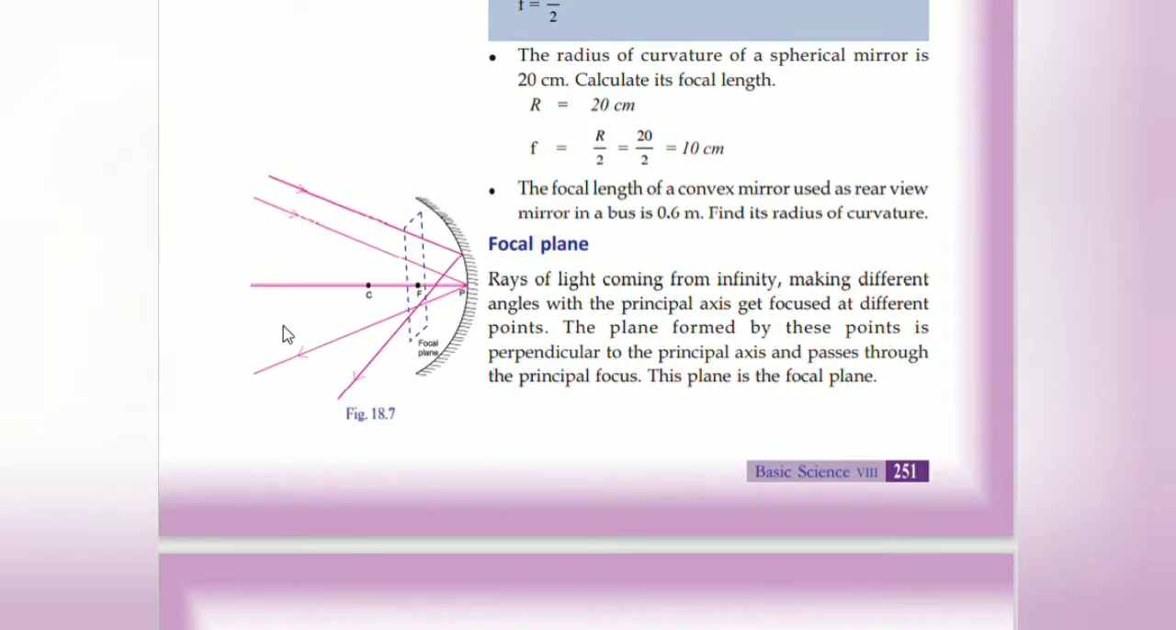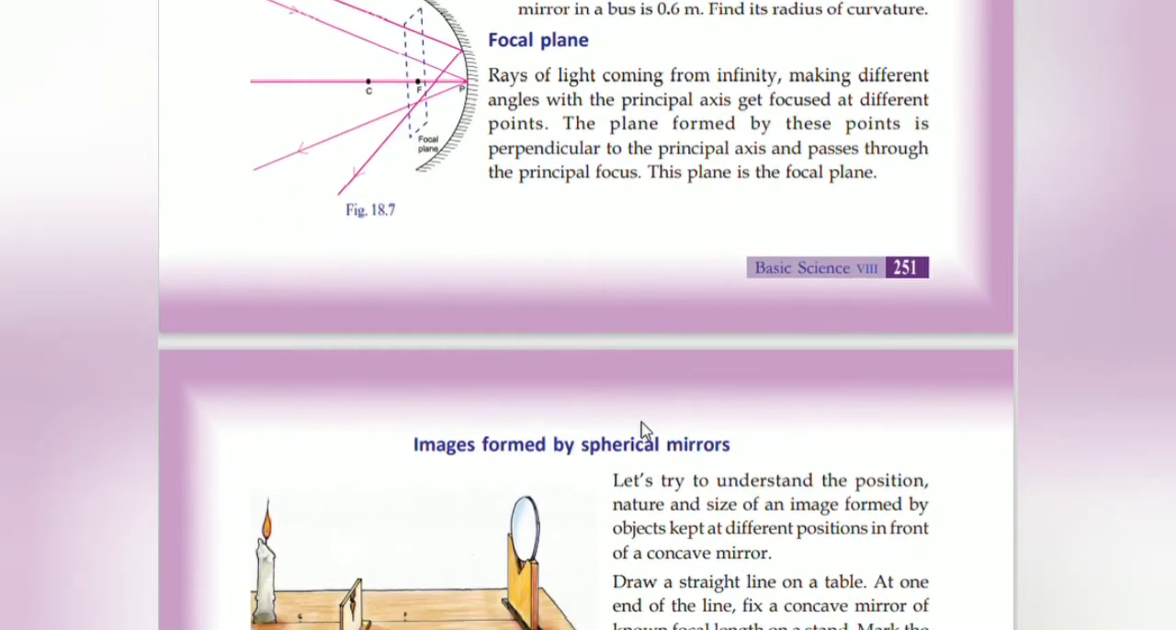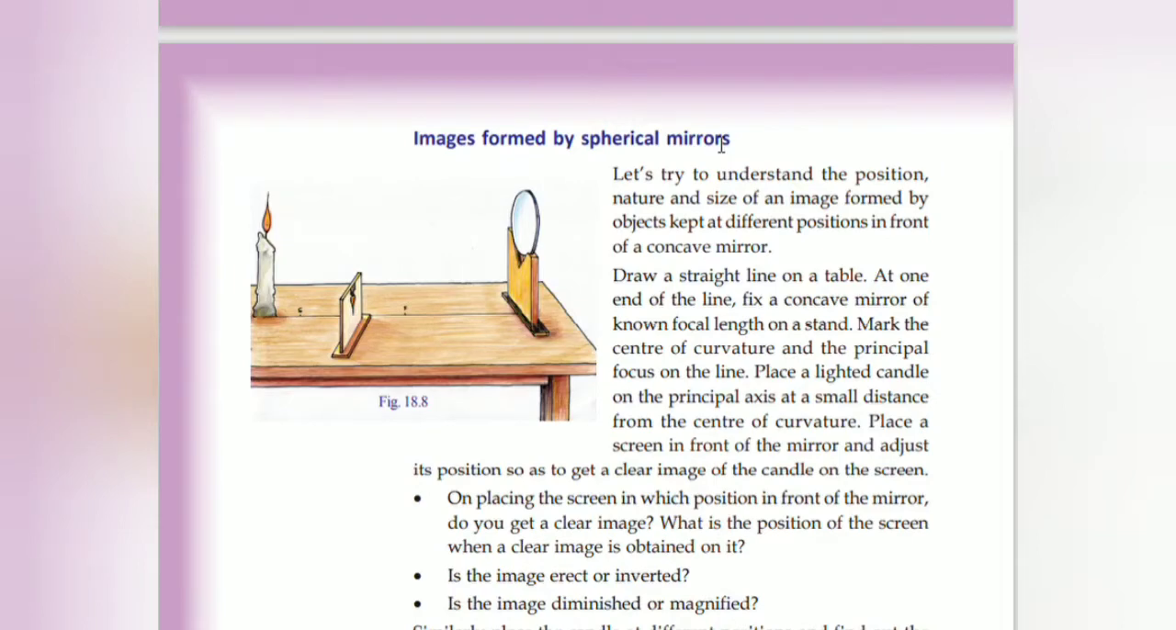Focal plane. Rays of light coming from infinity making different angles with the principal axis. അപ്പോൾ ഈ പ്രിൻസിപ്പൽ ആക്സിസ് F എന്ന് പറയുന്നത് ഫോക്കൽ പ്ലെയിൻ. P principal axis അത് കൺസിഡർ ചെയ്യുകയാണെങ്കിൽ എന്താണ്? ഫോക്കസ്ഡ് അറ്റ് ഡിഫറെന്റ് പോയിന്റ്സ്. കുറെ പോയിന്റ്സിലേക്ക് അത് ഫോക്കസ് ചെയ്യും. The plane formed by these points is perpendicular to the principal axis. അപ്പോൾ ഇതിൽ നിന്ന് ഫോം ചെയ്ത പ്ലെയിൻ എന്താണ്? Perpendicular to the principal axis. പ്രിൻസിപ്പൽ ആക്സിസിലേക്ക് പെർപെൻഡിക്കുലർ ആയിരിക്കും. And passes through the principal focus. പ്രിൻസിപ്പൽ ഫോക്കസ് കൂടെ പാസ് ചെയ്യും. ആ പ്ലെയിനെയാണ് നമ്മൾ എന്ത് പറയുക? ഫോക്കൽ പ്ലെയിൻ എന്ന് പറയുക.